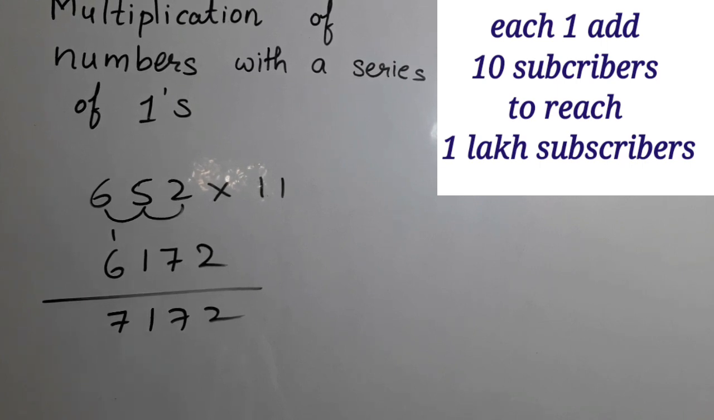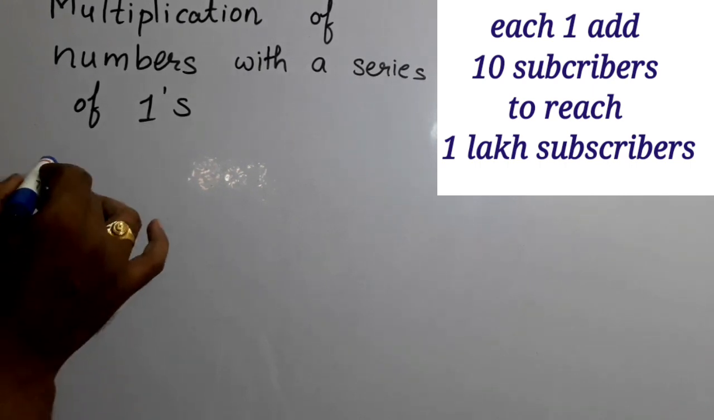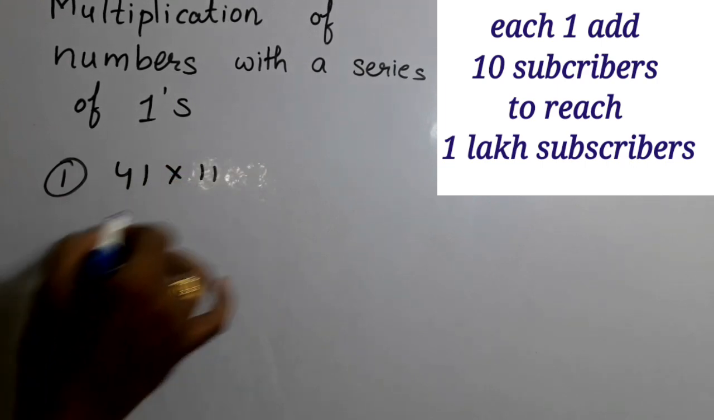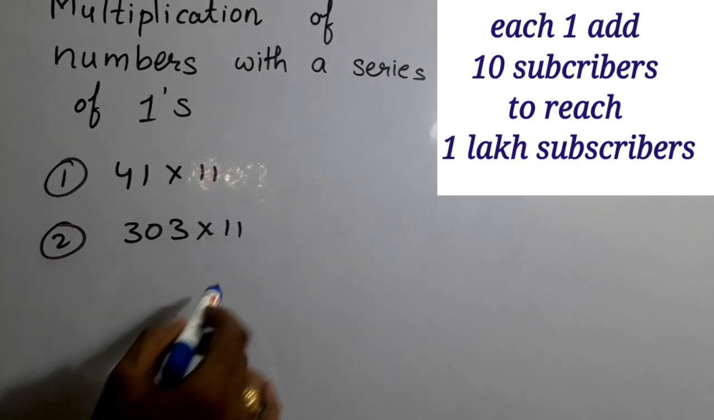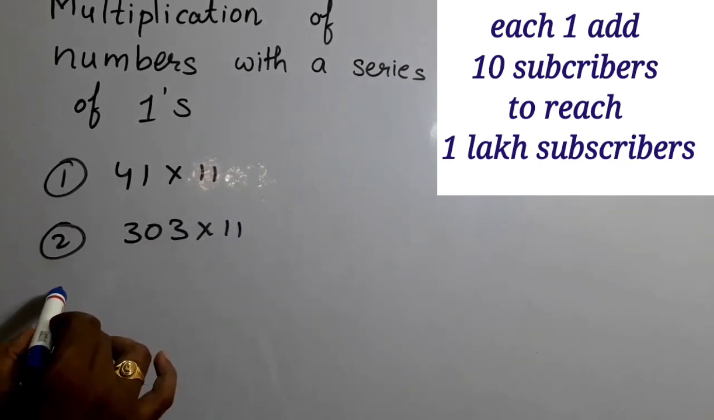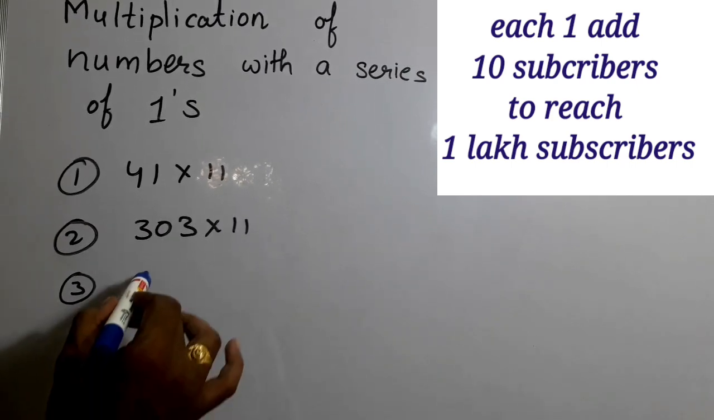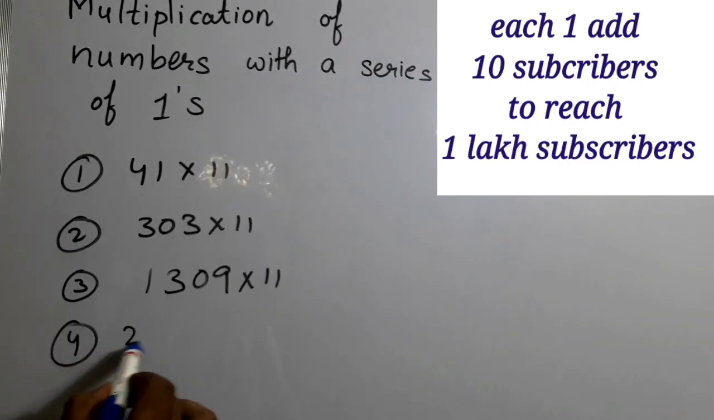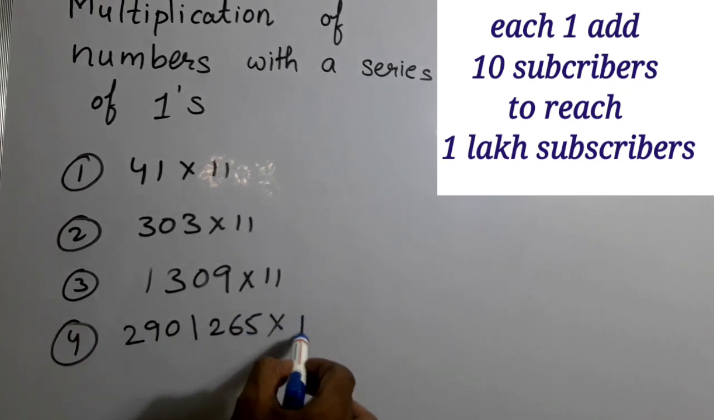I hope you understood this trick. So I will give you some questions as homework for you. Try these questions, write these answers in the comment section. First question for you, 41 into 11. Second question, 303 into 11. Third question, 1309 into 11. Question number 4, 2901 into 11. Question 5, 265 into 11.